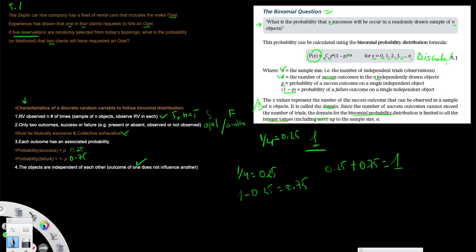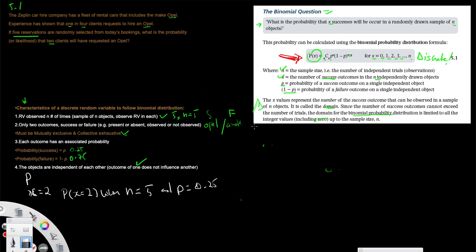Now we will move to our next step, which is to find the P. Here our x is 2, because they say 2 clients will request the make. So now let's see how we can do that. If P of X equals 2, when we know that n is equal to 5 and our probability of success is 0.25, all we have to do is apply this formula here. Let me create some space and work that out quickly.